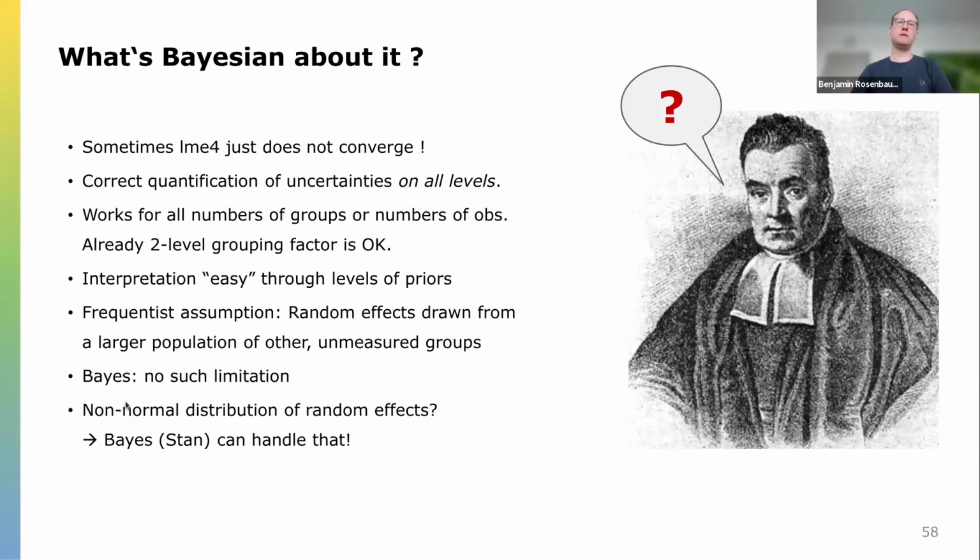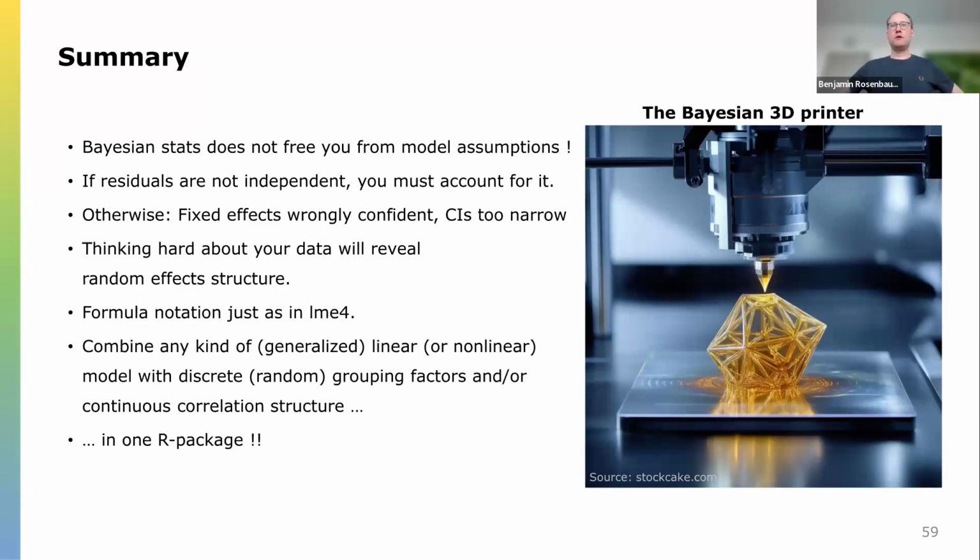And additionally, classically, you say, okay, my random effects, my deviations, are normally distributed. But if you model this yourself, for instance in Stan, there is no limitation. You can also model different distributions, for instance if you assume that your effects come from a log normal distribution or something like that. So to sum this up, in the linear modeling framework, Bayesian statistics does not free you from model assumptions.